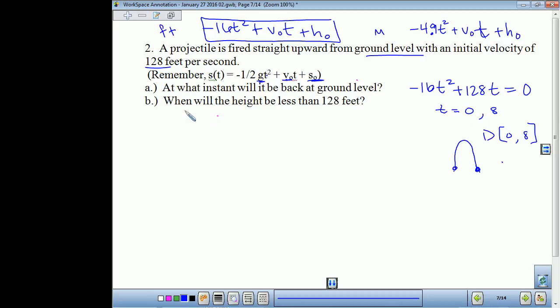Now, part B. When will the height be less than 128 feet? So what would we do with our equation? Less than, it's obviously less than 128.